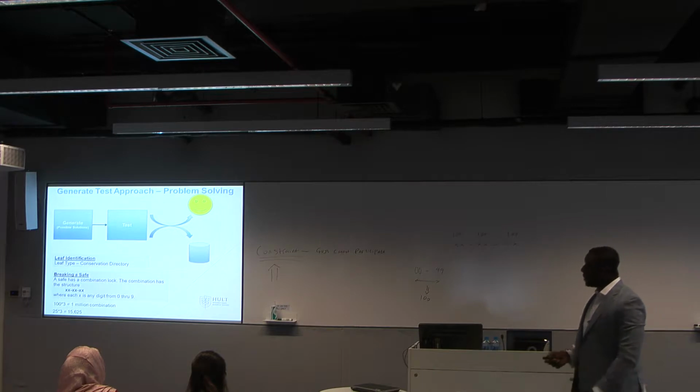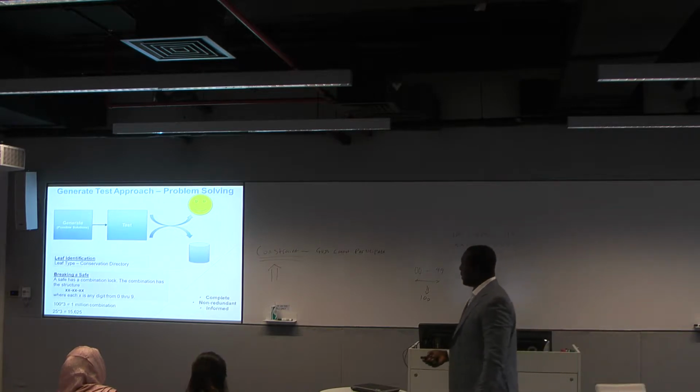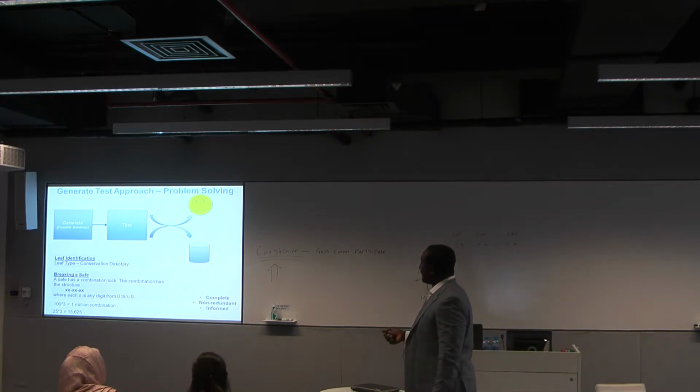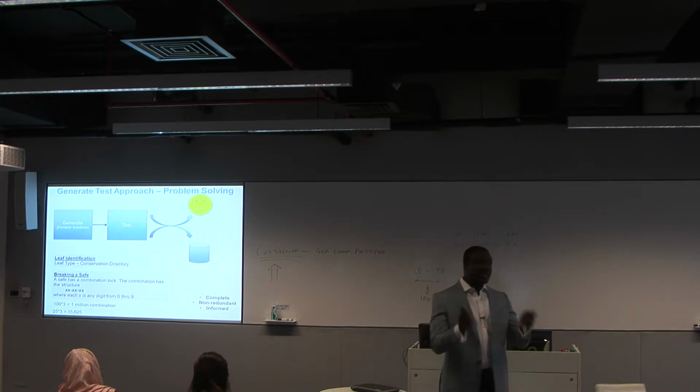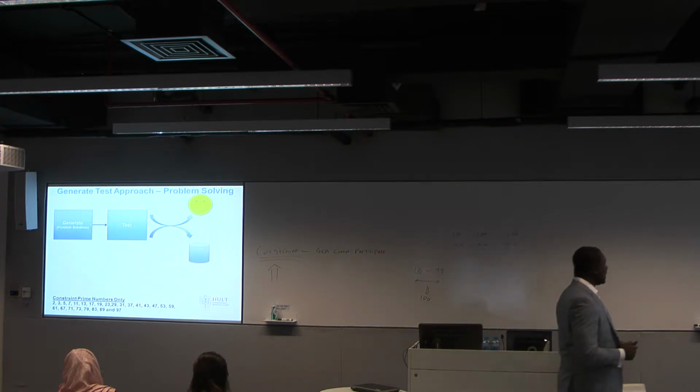Imagine if we had a constraint, and I'll talk about this now. For this kind of generate-and-test approach, it has to be complete. That means all the combinations must be available. It has to be non-redundant, and it must be informed. This 100 combination is not really an informed system. But I'll move to the next slide.